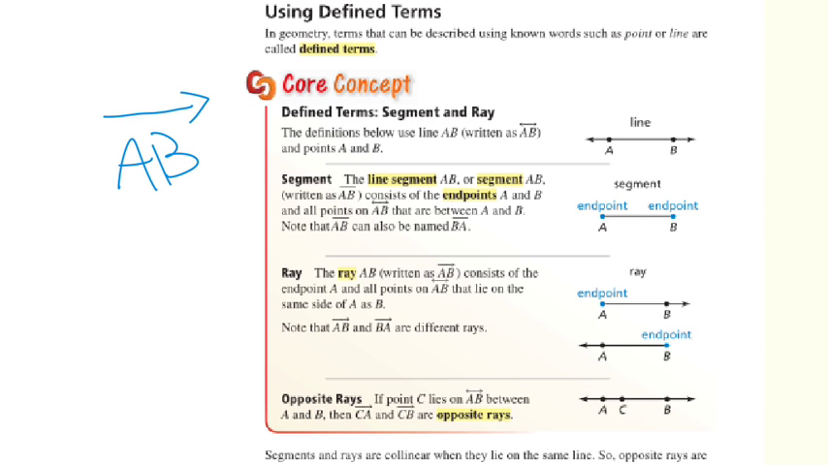One thing to watch out for, this is a pretty common mistake: if I say ray BA, for lines and segments we can just reverse the names, and that's totally fair. But here, notice ray BA starts at B and travels through A, whereas ray AB starts at A and travels through B. So they start at different places and they go in different directions. These two are not the same ray. You can't just reverse the letters and the names.